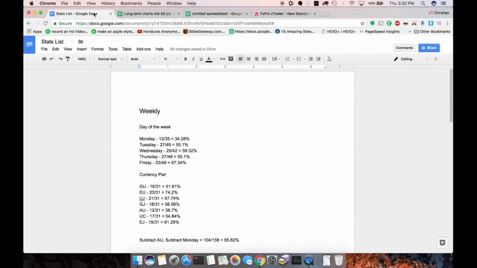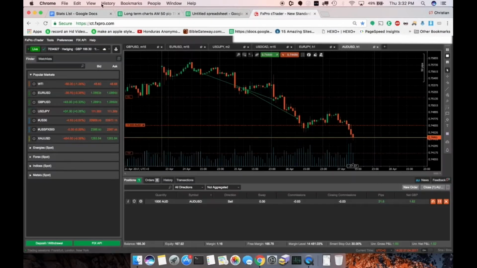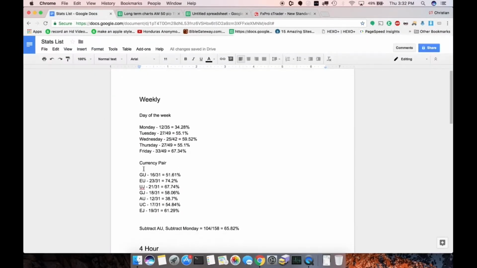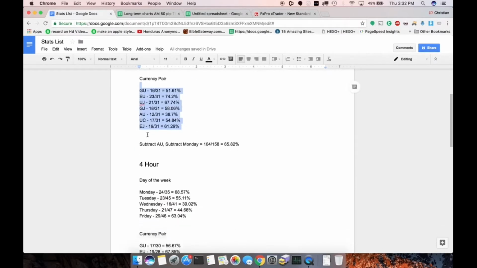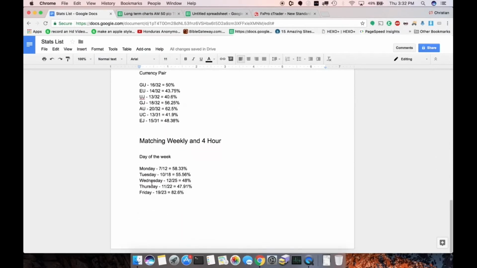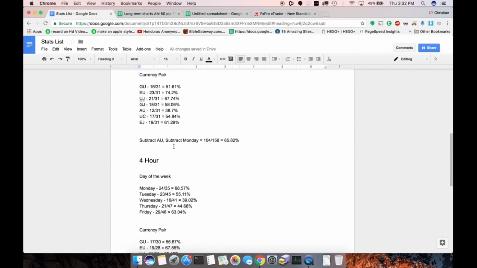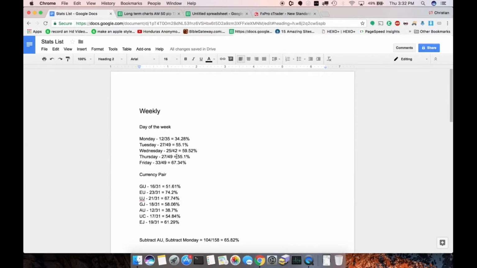Now, here's my dissection of these stats. Here's the raw data. Here are my real trades. Here's my dissection of the stats. I separated these out by days of the week. I didn't really know what to expect, but I was looking for patterns. I also separated them out by currency pair. So you have the weekly, 4 hour, daily, matching weekly and 4 hour. Because again, I thought that this one was going to be the end all be all, the king. And it does pretty well, but we can get better than that even.